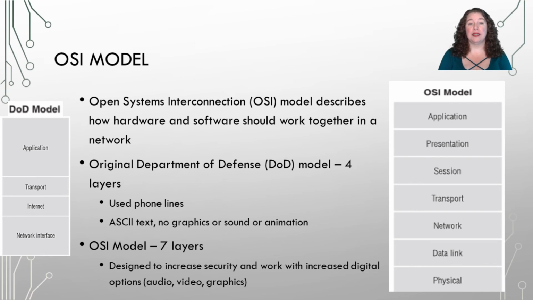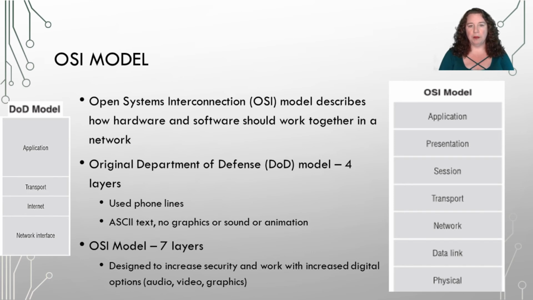You will memorize these, by the way, and you will understand how they all work. This is a big part of this class. So the OSI model is something, if you are taking notes right now, write this down because you are going to have to remember it and you're going to have to come back to it. The OSI model was designed to increase the security and be able to work with multiple digital options, such as the audio and the visual and the video and the graphics. There are, like I said, 7 layers, and we're going to go through each of those layers right now.